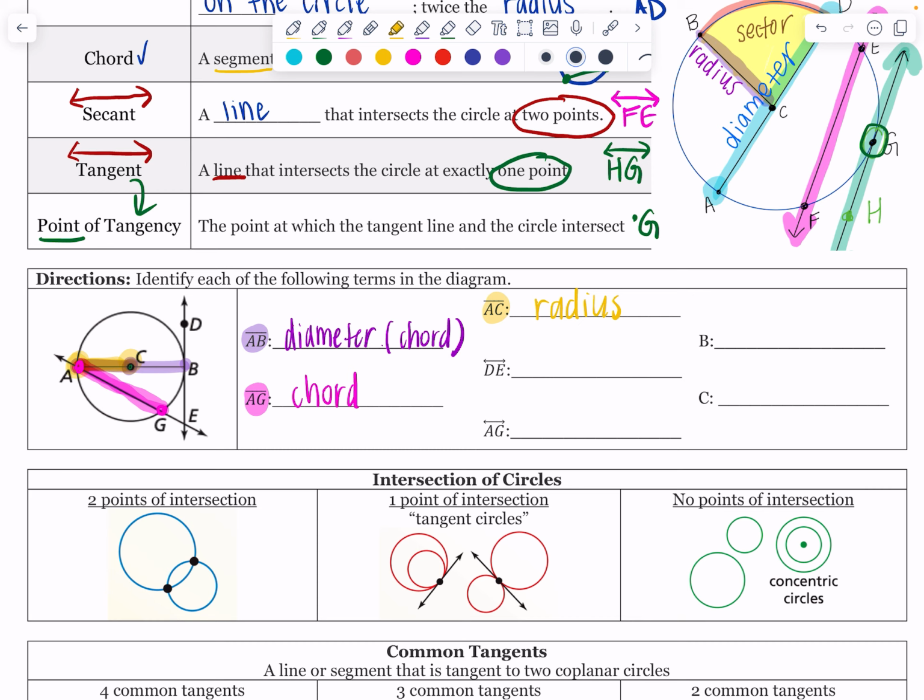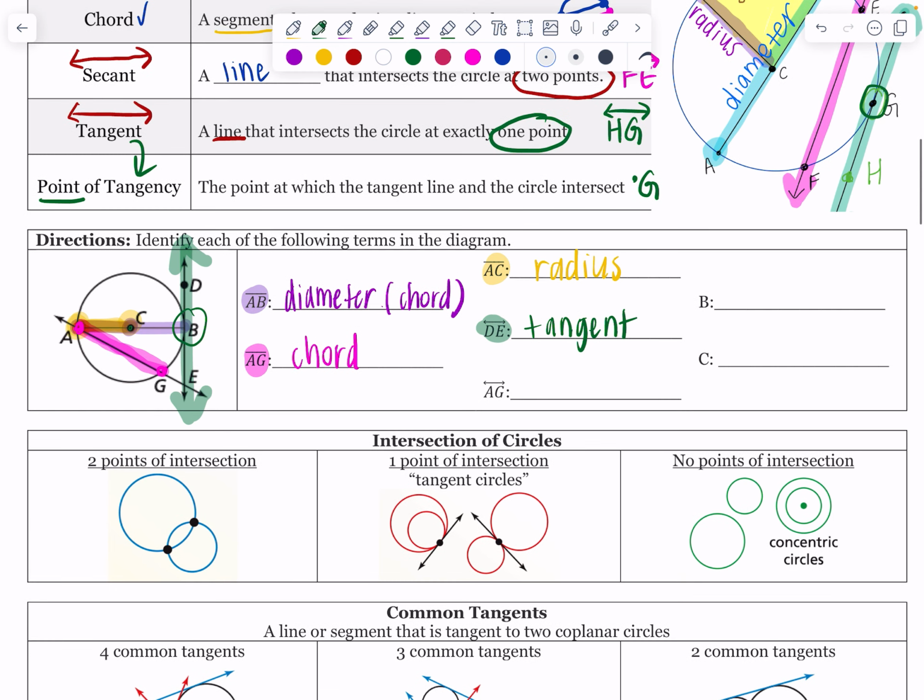And then they want to know, what is line DE? Whenever it says line, we know that's either going to be a secant line or a tangent line. So we have to pay attention. How many times does it touch the circle? It's got those arrows on the end of it. That only touches the circle once. So that is going to be our tangent line. I say tangent line. Where does it touch the circle? At point B. So that is going to be my point of tangency.